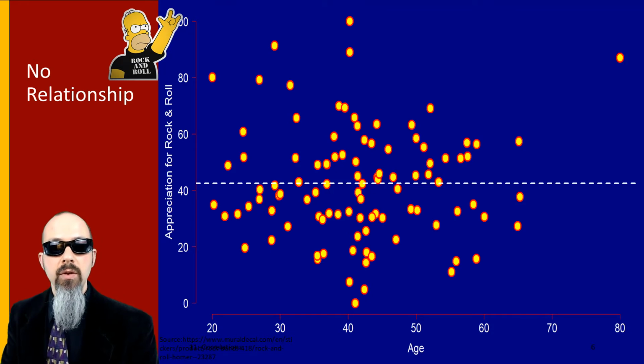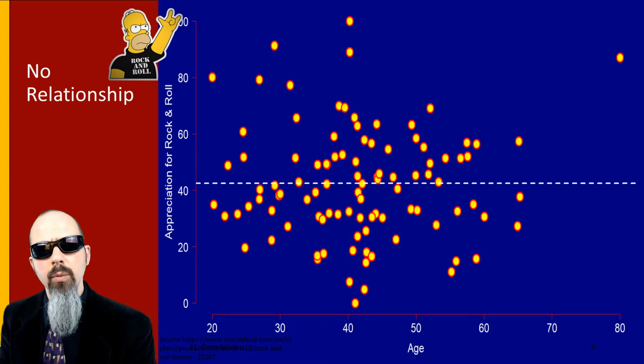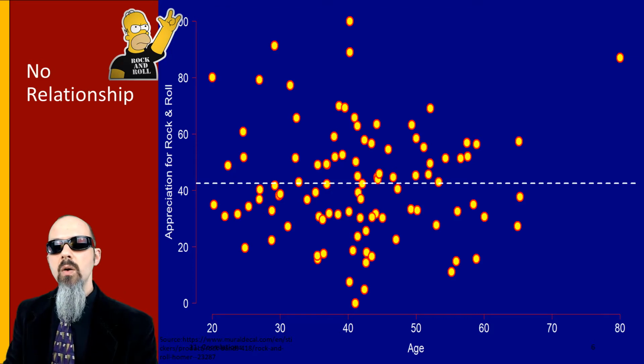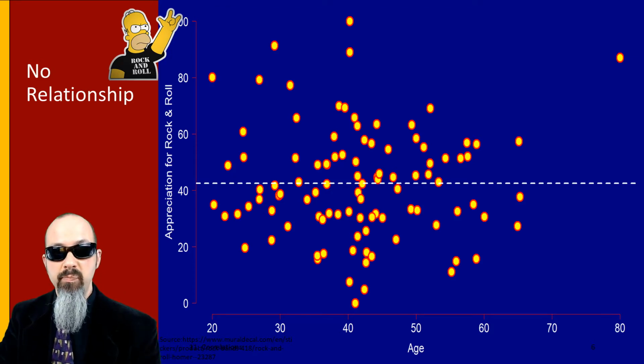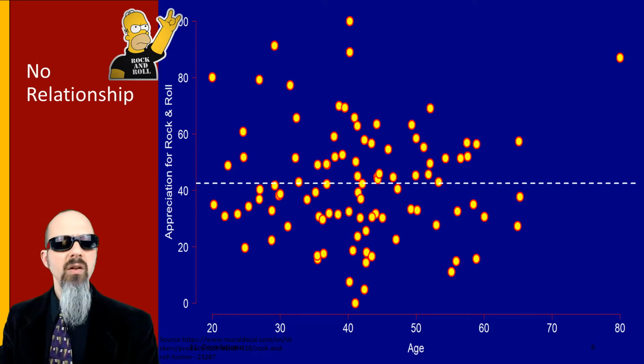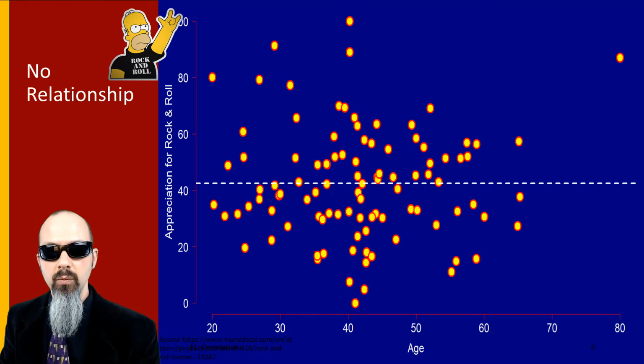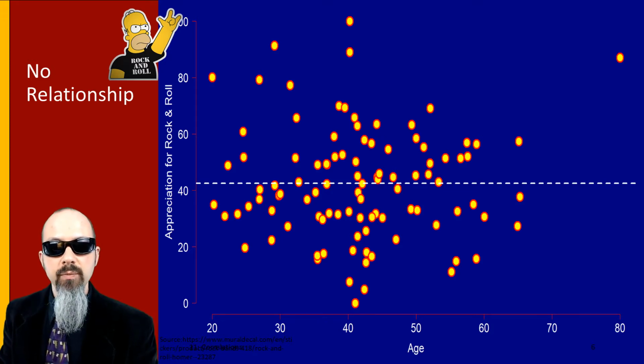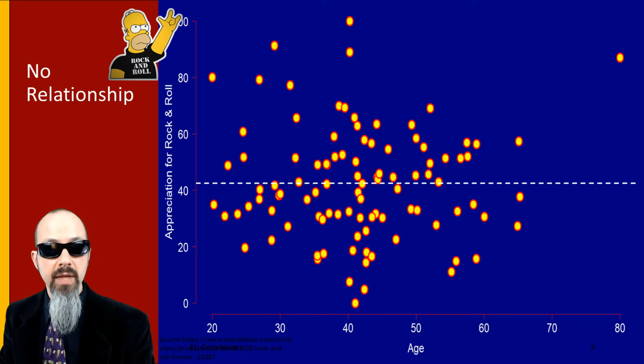Now, I have up for you a scatter plot here to show the relationship between age and someone's appreciation for rock and roll, with a little Homer up at the top. Rock on, Homer. So what we have here is what I call sort of the buckshot effect. We have data points all over the place, seemingly random, all mishmash, and I have a white dotted line cutting through. And this white dotted line is what we call a line of best fit. It tries to find the best place it can cut through the data where it's going to have an equal amount on both sides of it and minimize the distances of those data points to that line.